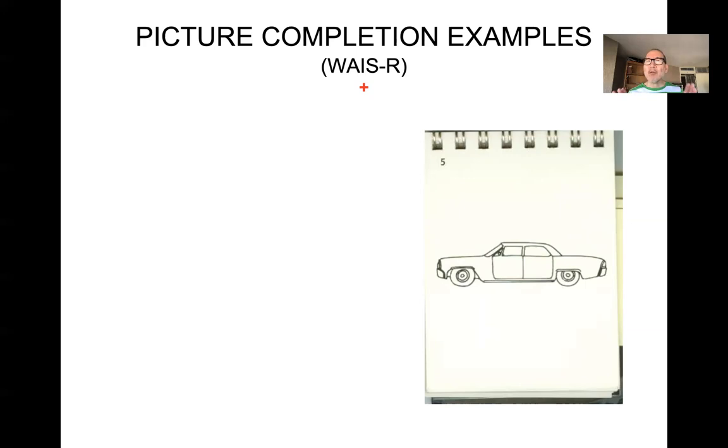Alrighty, so the task with picture completion is the subject sees a series of pictures from a little booklet, like this, and they see a picture, and the instruction is very simple. It's just, what is the most essential thing missing from this picture? Now they are not timed on this, right?